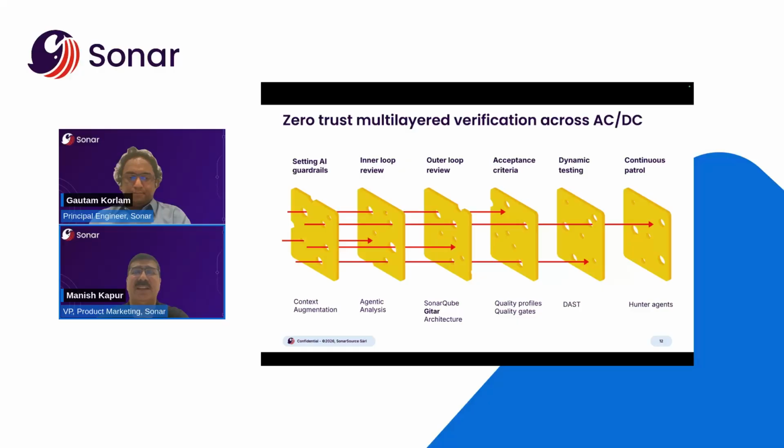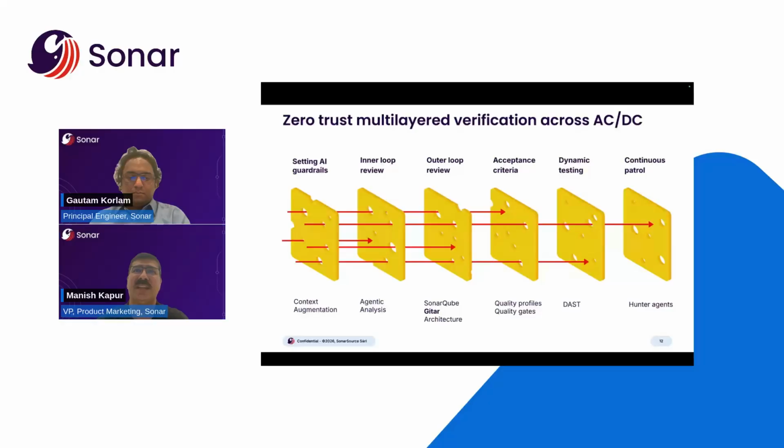So again, going a little bit deeper into it, we will get into this session sometime in the future. But ACDC is a methodology that we are proposing, agent-centric development cycle, and you can look it up at sonar.com/ACDC. And that's where we are implementing this zero trust multi-layered verification approach. So it all starts with setting the guardrails first. Before even the agent writes a single line of code, you make sure it has the right context about your coding standards, about your architecture, and all of that stuff, right?